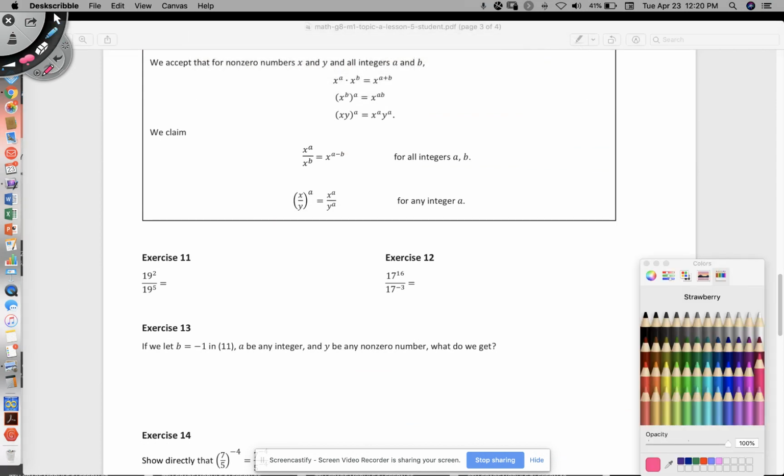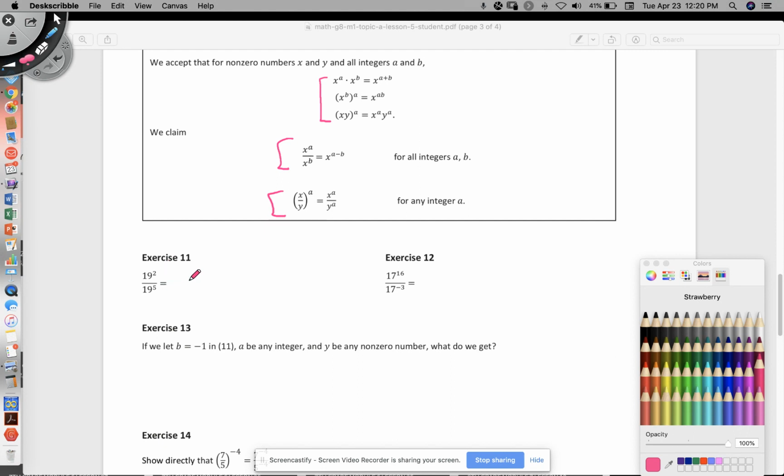Now, exercise 11 here says we accept non-zero numbers x and y and all integers a and b. So these are the ones that we have practiced where we added the exponents here. We multiplied the exponents here. We distributed the exponent. Here we subtracted the exponent. Here we distributed the exponent. So a whole bunch of different scenarios. We've done all of these so far. So let's look at exercise 11.